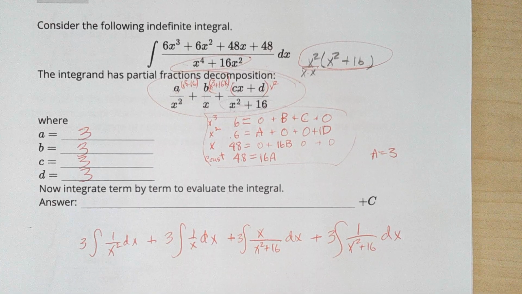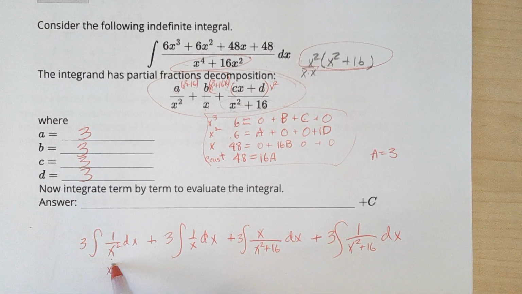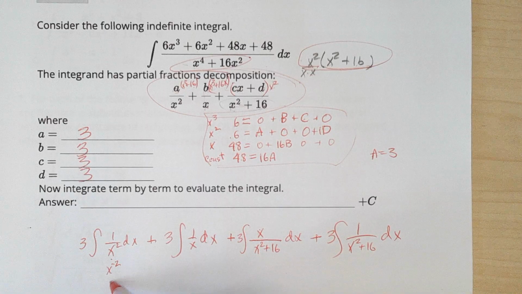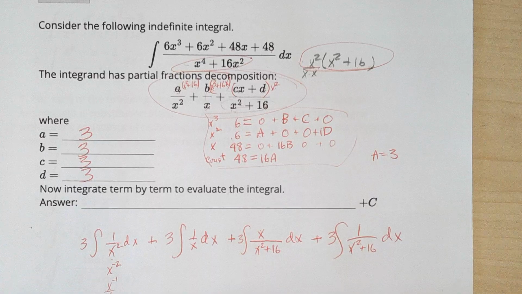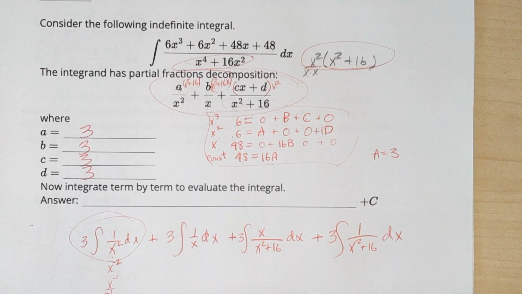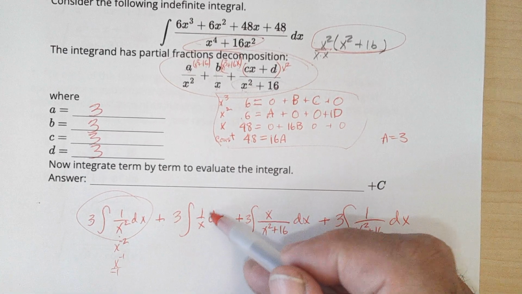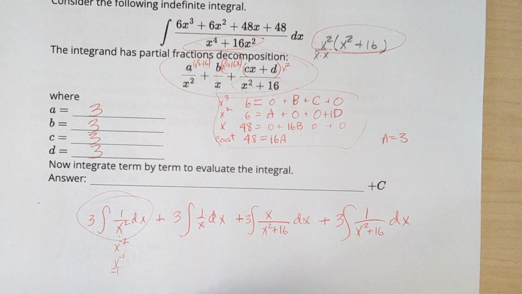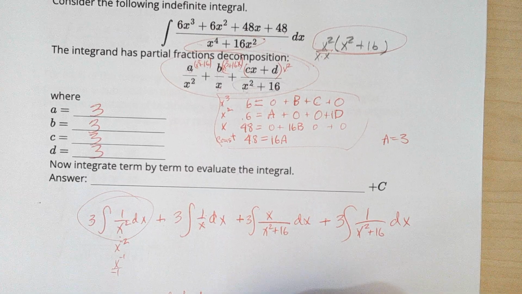So I got to find the antiderivative of each of those. Well, this is the same as x to the minus 2. So if I evaluate that, I add 1 to the power. That's x to the minus 1 divided by minus 1. That's simply minus 1 over x. So times 3, so it's minus 3 over x for the first one. This is x to the minus 1, which you can't use the power rule on, but that's ln, so it's plus 3 ln x.